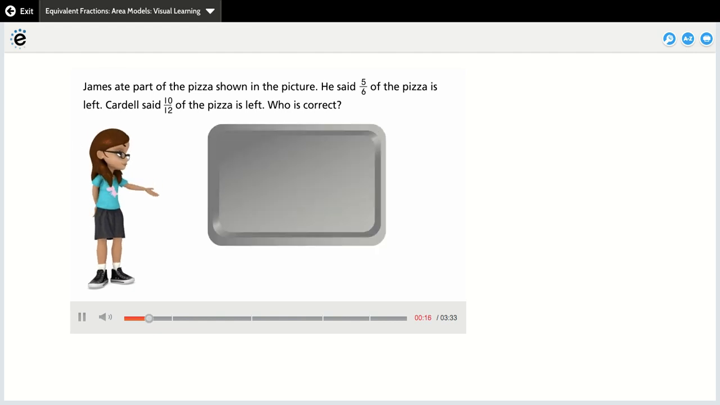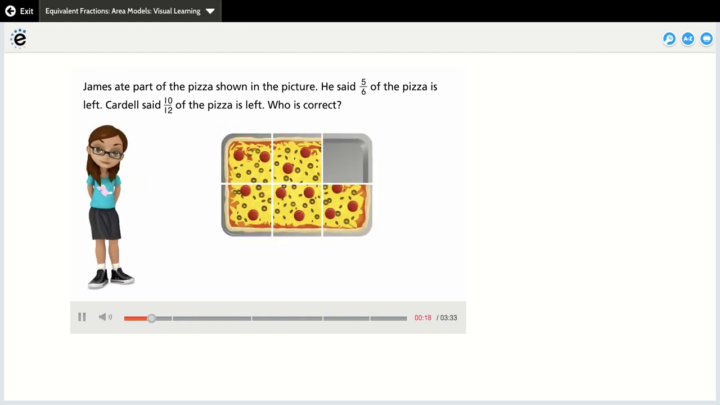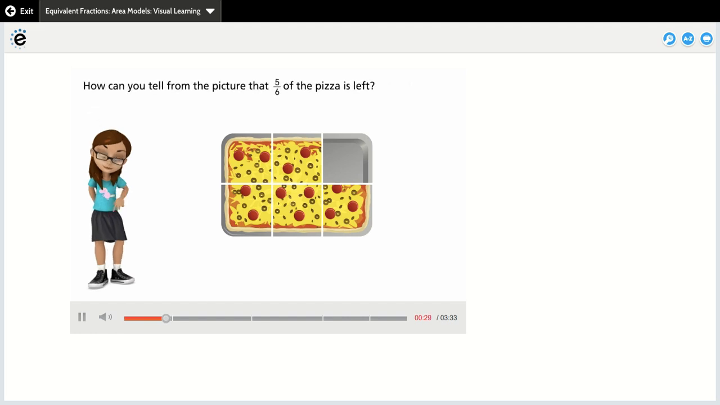James ate part of the pizza shown in the picture. He said 5/6 of the pizza is left. Cardell said 10/12 of the pizza is left. Who is correct? How can you tell from the picture that 5/6 of the pizza is left?